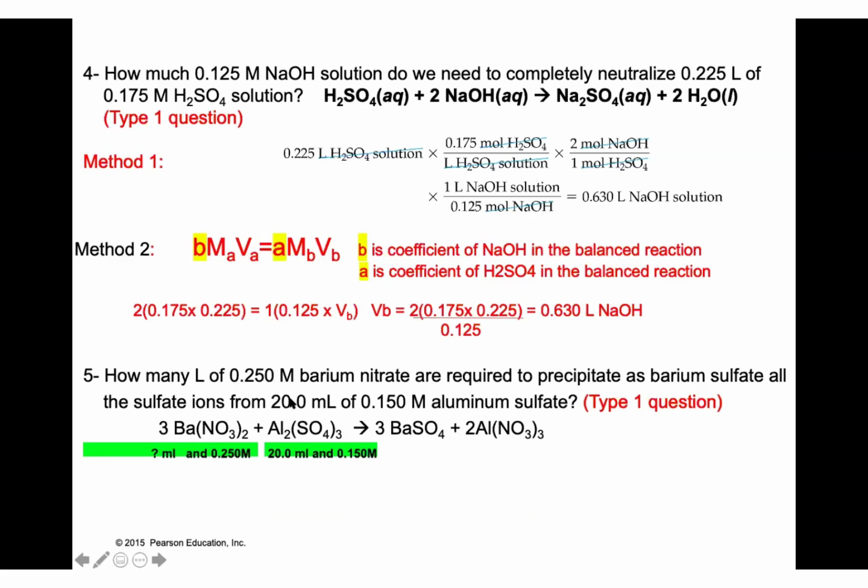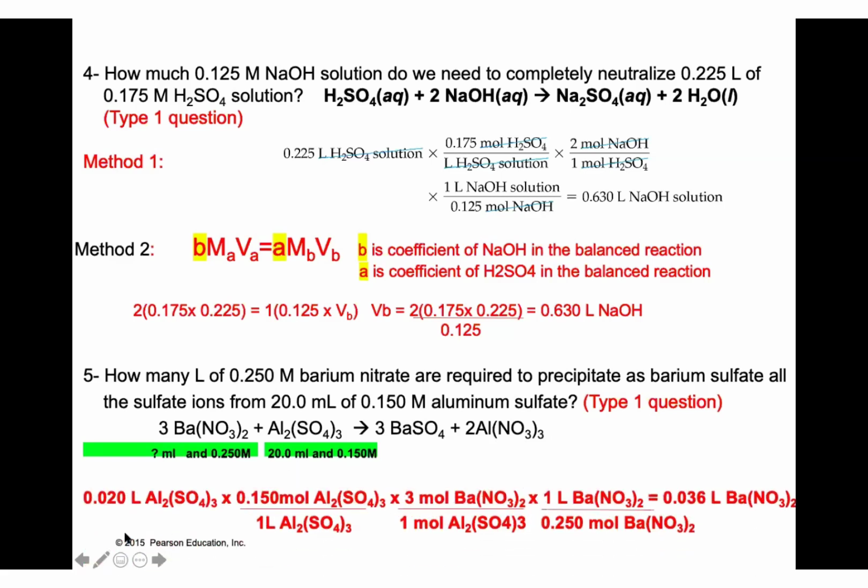Okay, guys, we have also the second one, a type 1 question. So they gave us the molarity and volume of the aluminum sulfate, and they ask for the milliliters of barium nitrate with the molarity of 0.250 molar. What should I do, guys? I should start with the volume of aluminum sulfate. Why? Because I have more information on it. So I'm going to start with the volume of it.